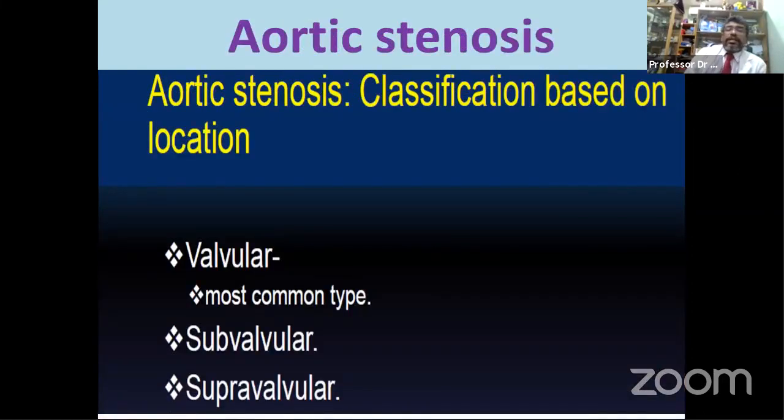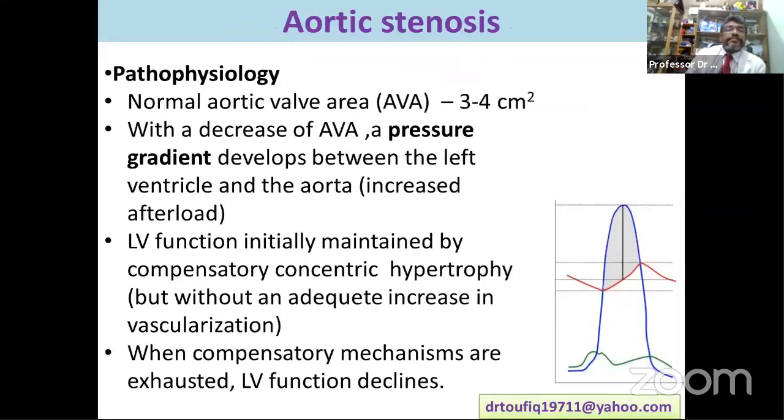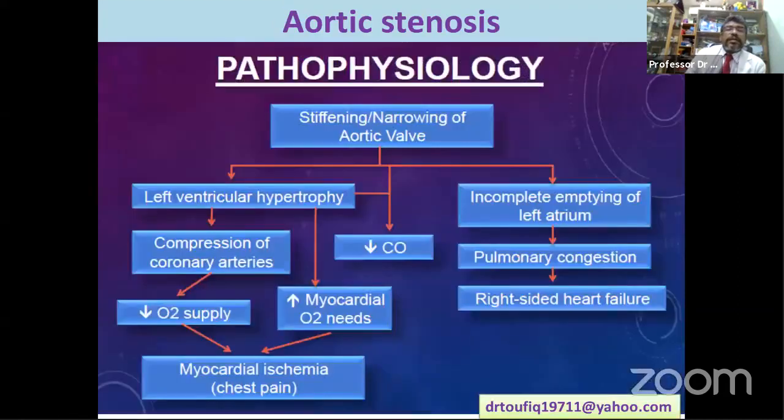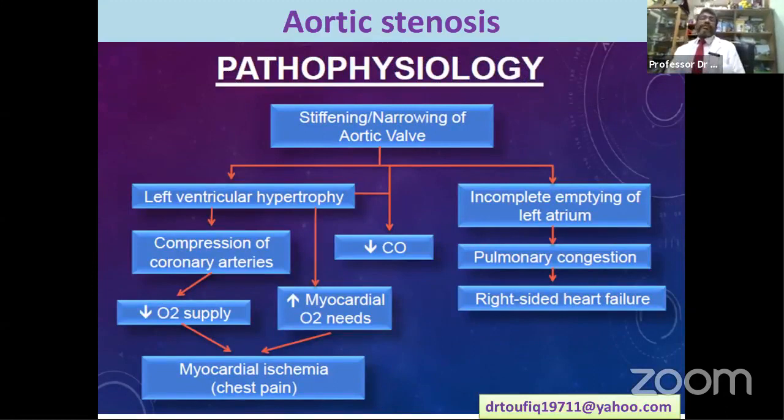Depending on the location of the pathology, aortic stenosis may be valvular, which is the most common cause, or subvalvular or supravalvular. Usually in some congenital causes, we see that there is a supravalvular membrane or subvalvular membrane. So this is the pathophysiology.